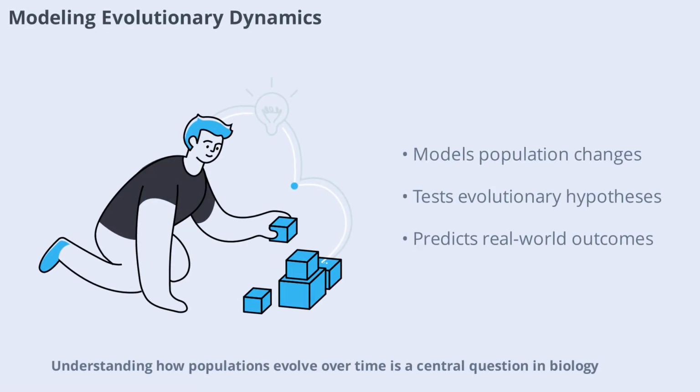Understanding how populations evolve over time is a central question in biology. Evolutionary computation allows scientists to model these dynamics, exploring scenarios such as adaptation to new environments, the emergence of cooperation, or the spread of advantageous mutations. By adjusting parameters and running simulations, researchers can test hypotheses and make predictions about real-world evolutionary processes.